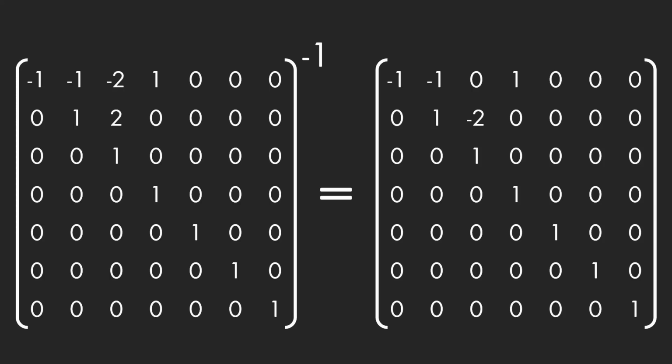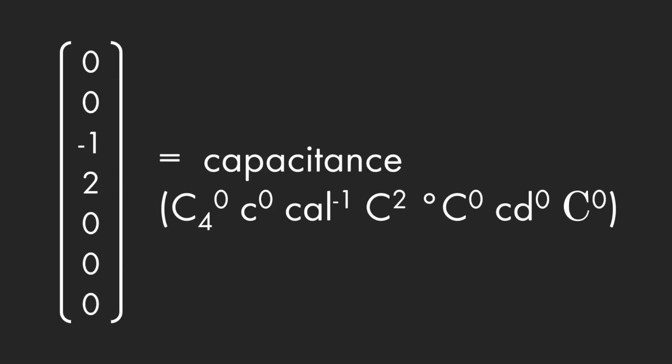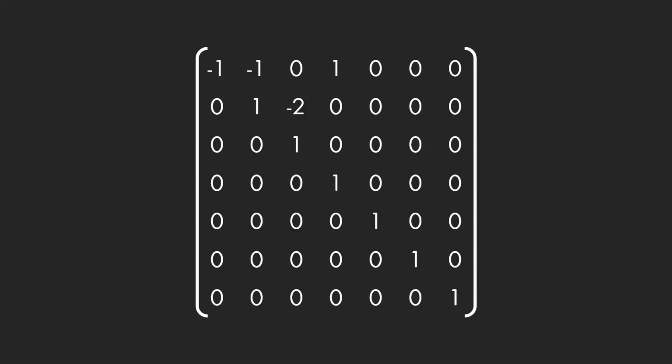We can plug in some SI vector, say capacitance, multiply it by our inverted conversion matrix, and we find that capacitance equals charge squared divided by energy. And you can verify that this is indeed a valid representation of capacitance. So, brilliant! We now have a tool that can take in any coherent system of units and provide a way to convert to and from SI.